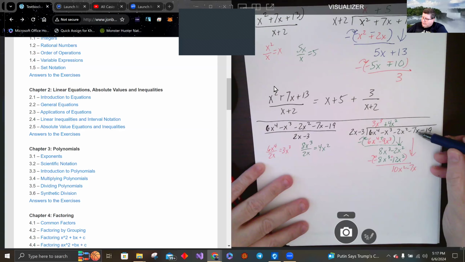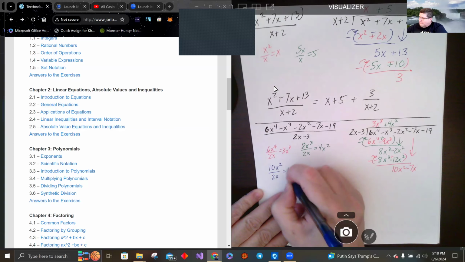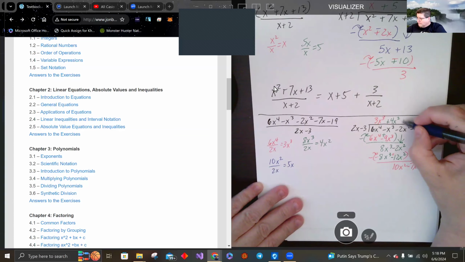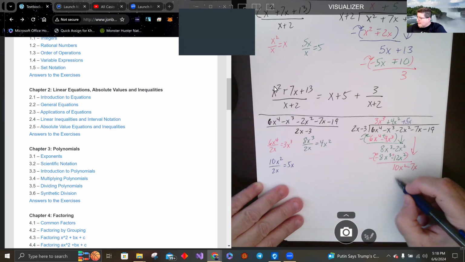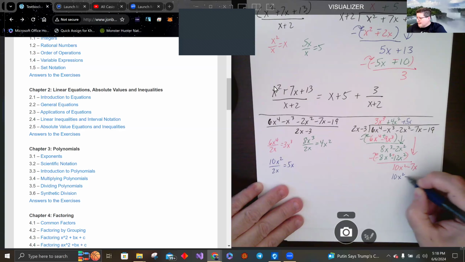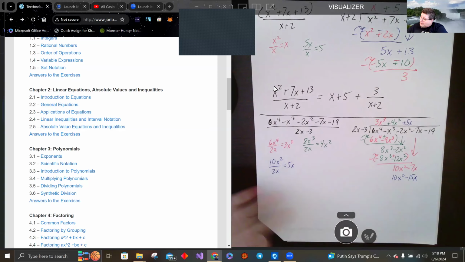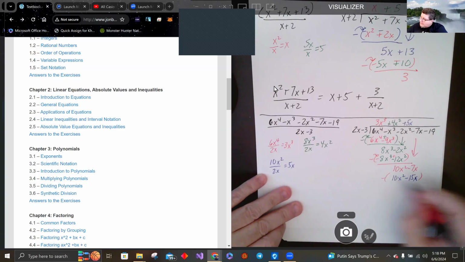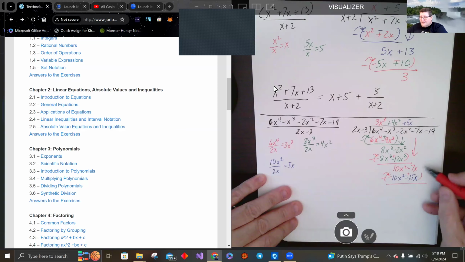Do it again. 10x squared divided by 2x is 5x. 5x times 2x is 10x squared. 5x times negative 3 is negative 15x. When I subtract, the 10x squareds go away. I've got negative 7x plus 15x is 8x. I bring down the negative 19.